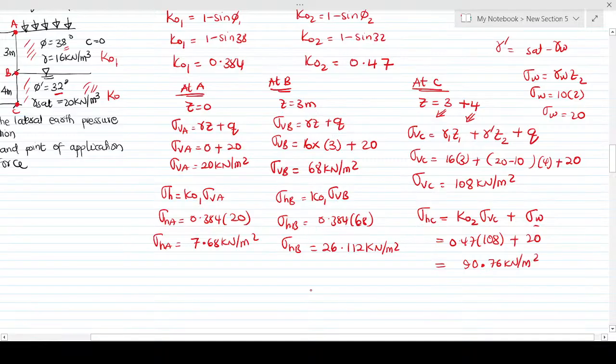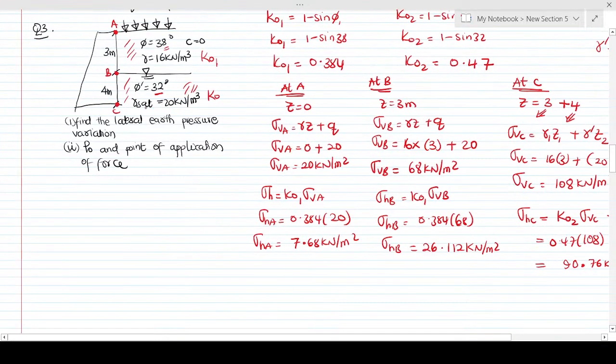Now let's come here. Let's come to point B. Now at B, there is an interface of this soil and that soil, right?